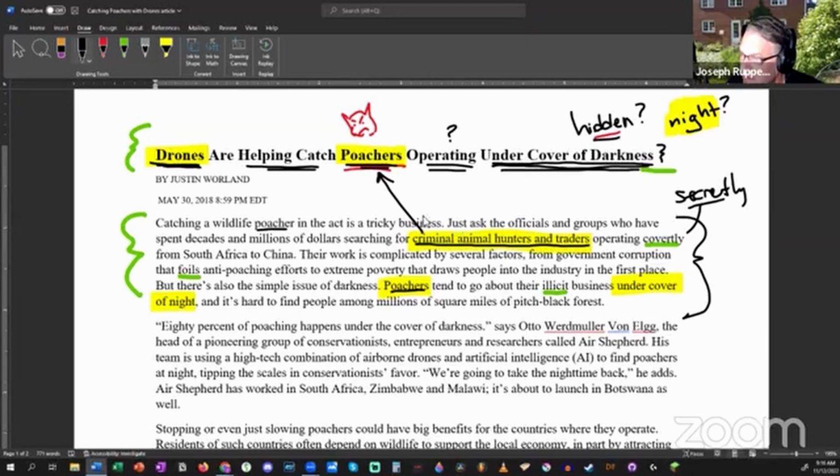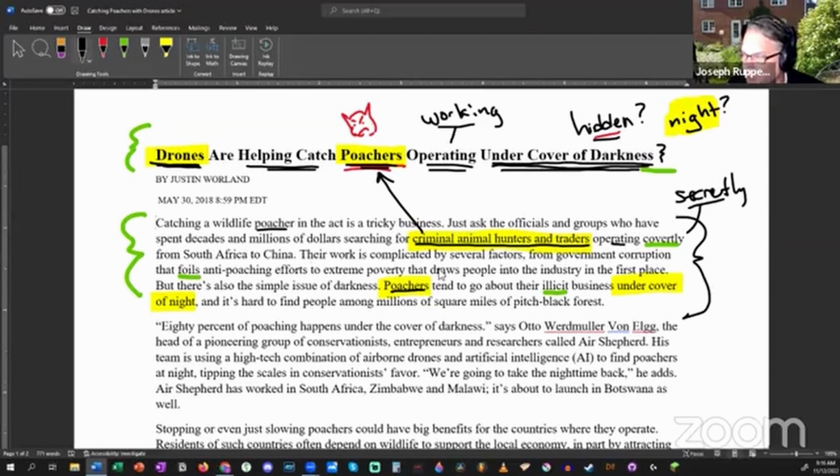All right. So in that sentence, just ask the officials and groups who have spent decades and millions of dollars searching for these poachers who are operating, right? Working. I should put that here. This is operating as working, right? Working secretly from South Africa to China.